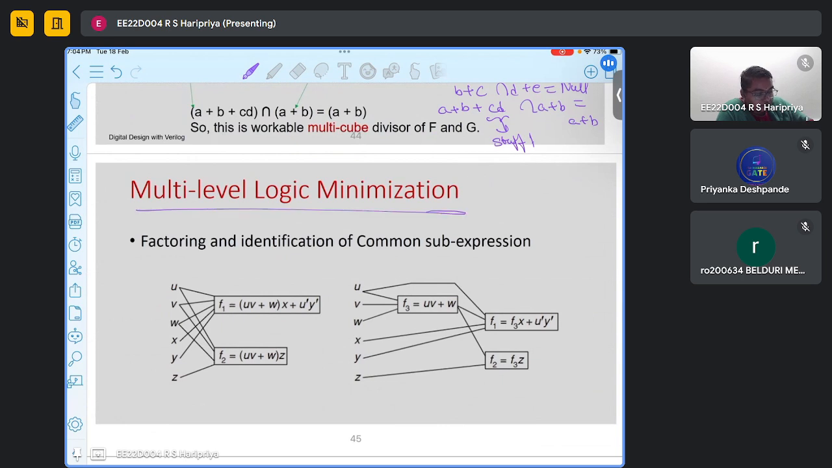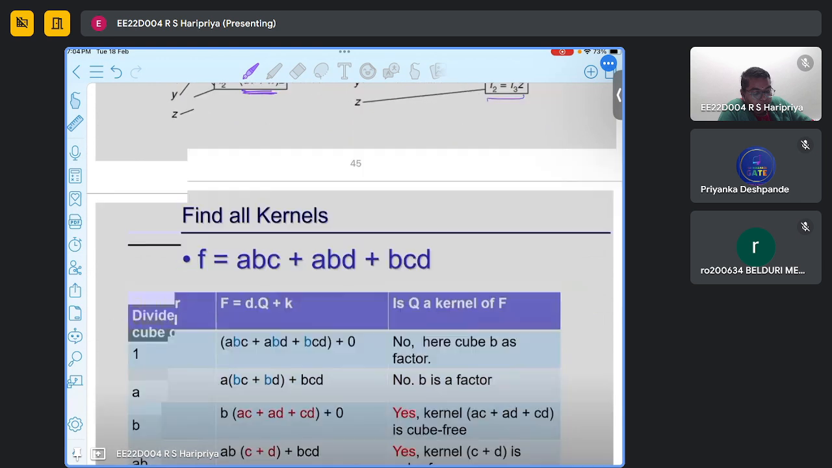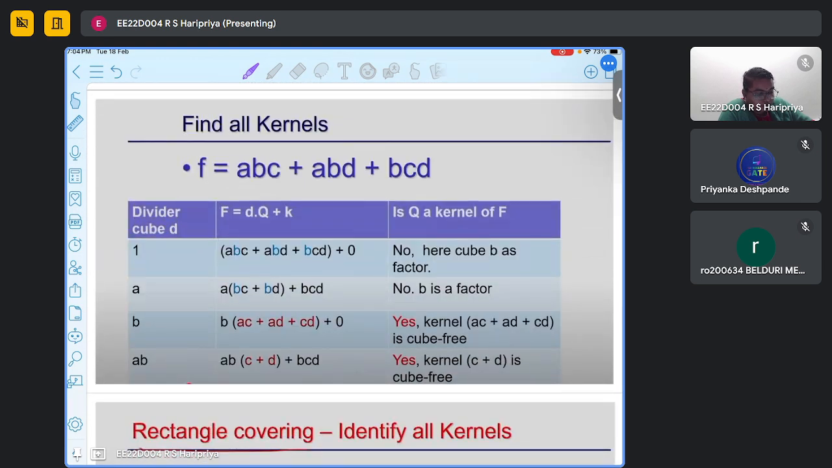So yeah, in multi-level logic minimization, if UV plus W is the common sub expression, we can first compute that and then use that F3 in the expressions. Now if we divide by 1, we will get the complete expression, and in here no cube B has again B as a factor. Here, this B, if we divide by B, there is no common term in this, so it is a kernel. Again this is a kernel.